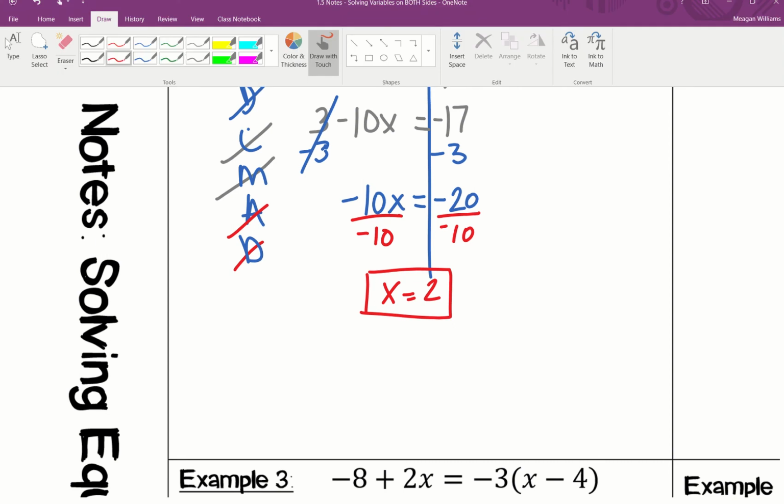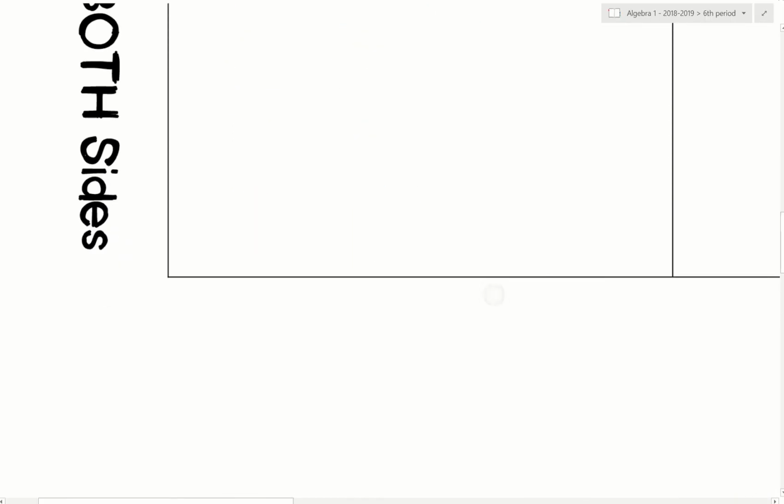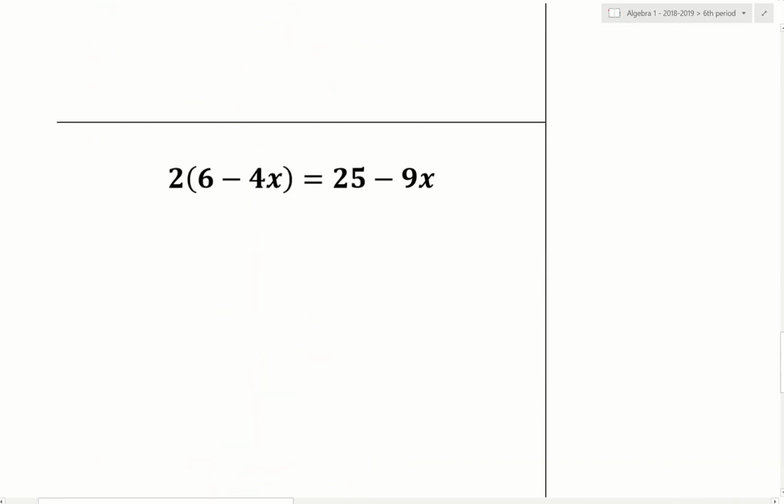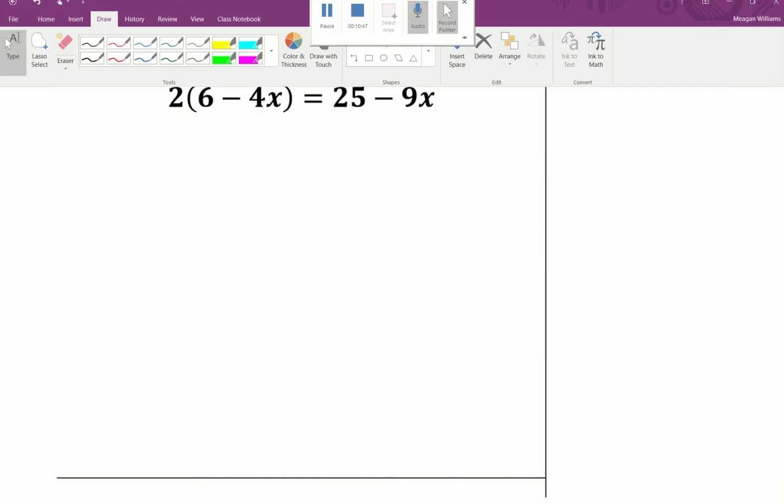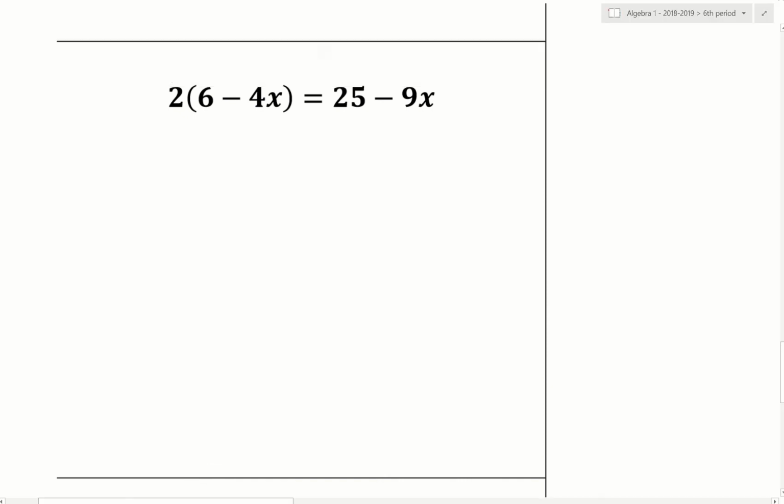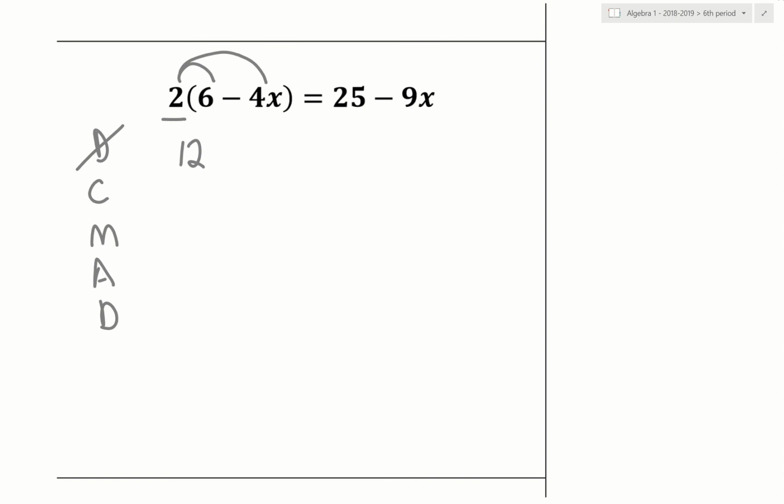Okay? So let's look at the next one on the outside. It's got a little bit of different stuff going on. What's new on this problem? Parentheses. Not truly different. Just an extra step. That means I do have to distribute. So what am I distributing up here? The 2, how many times? Twice. What is 2 times 6? Good. What is 2 times negative 4x? Good job. And that's going to equal 25 minus 9x.